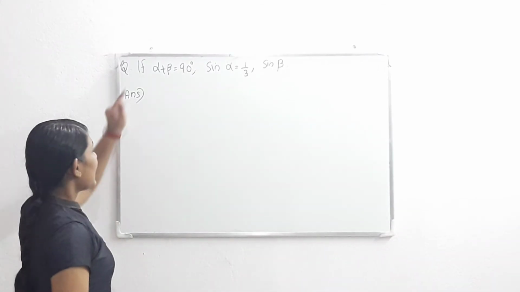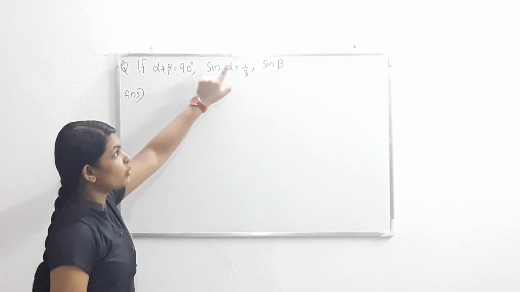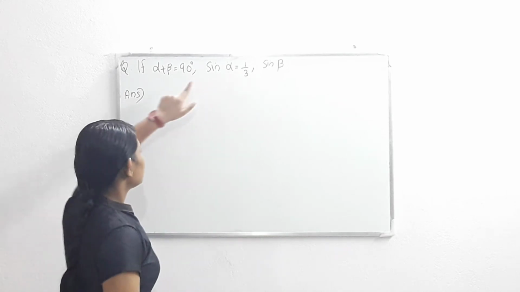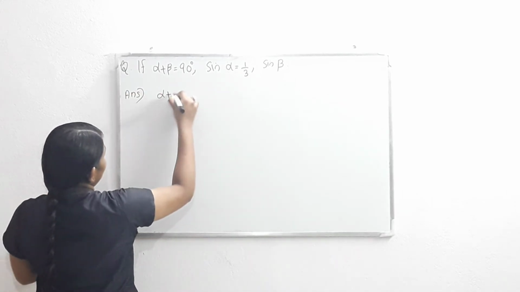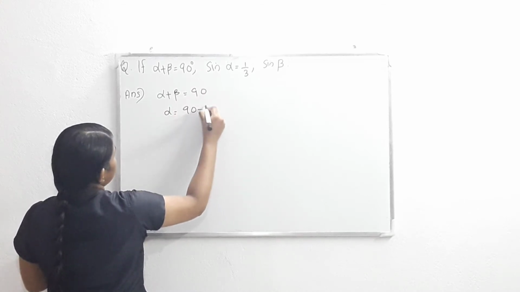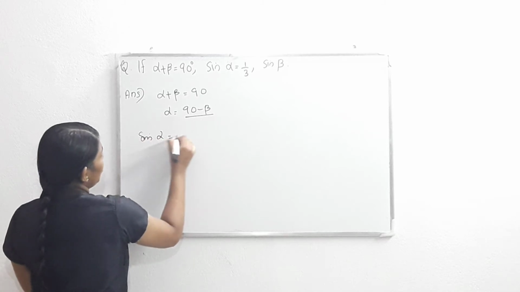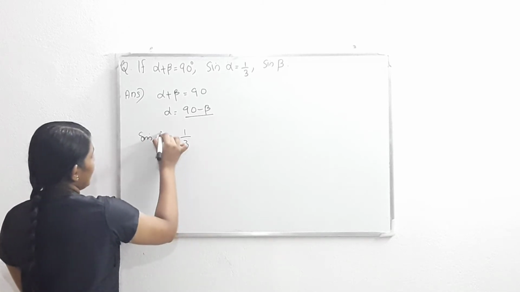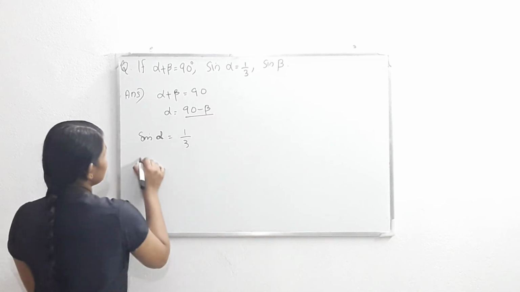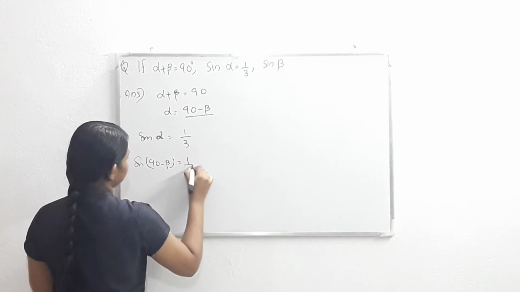The question is, if alpha plus beta is equal to 90 degree, and sin alpha is equal to 1 by 3, we have to find the value of sin beta. So this alpha plus beta is given as 90 degree, so we can write alpha as 90 minus beta. It is further given that sin alpha is equal to 1 by 3, so we can write 90 minus beta instead of this alpha. So sin of 90 minus beta is equal to 1 by 3.